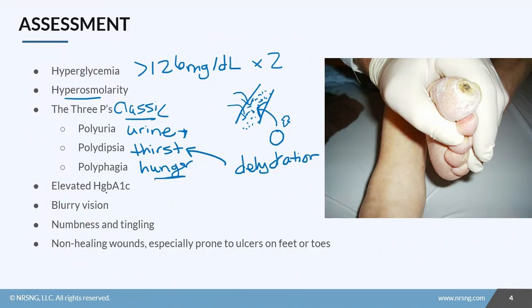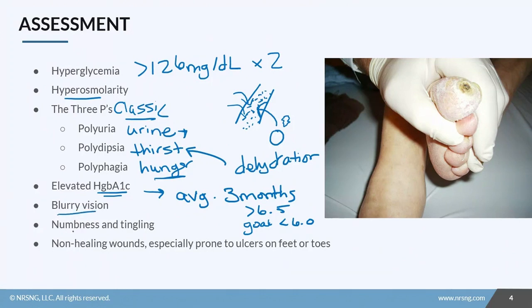Now, the other diagnostic criteria we use is hemoglobin A1C, or glycosylated hemoglobin. That's going to tell us the average blood sugar over the last 3 months. In diabetic patients, we're usually looking at something over 6.5, and our goal with therapy is to get them under 6. Now, again, because of retinopathy and neuropathy, we might see blurry vision, they might have numbness and tingling, and then they're going to have really poor wound healing because of their decreased circulation. Remember those vascular issues we talked about? It really messes with the blood vessels and causes circulation issues and these non-healing wounds.